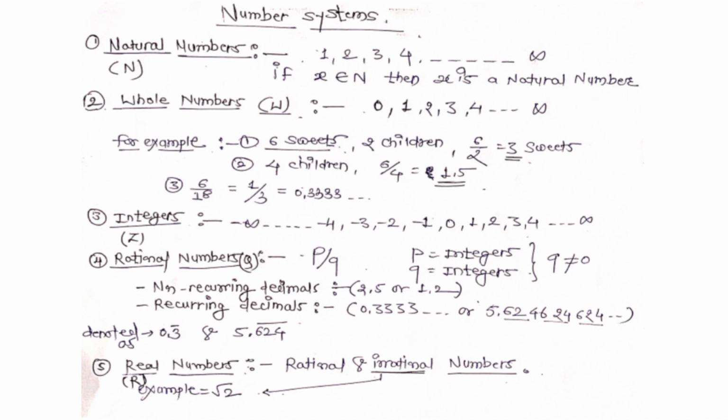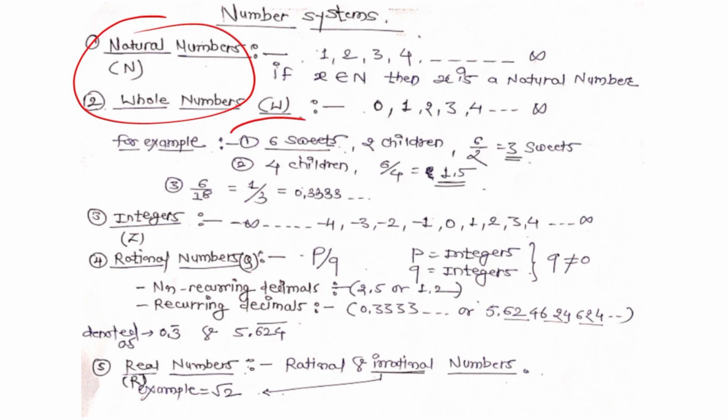The second type of number is the whole number, and it is denoted by the capital W. The example of the whole numbers is 0, 1, 2, 3, 4 up to positive infinity. On these two numbers, natural numbers and whole numbers, we can do addition, subtraction, multiplication and division, but this is not sufficient for the calculation. We will take one example to understand why this is not sufficient.